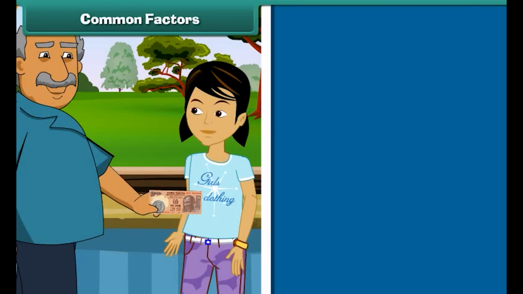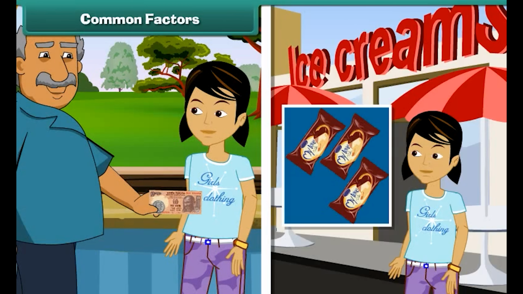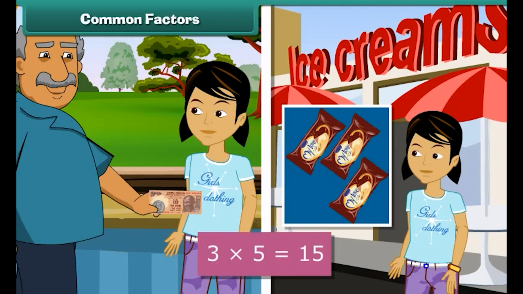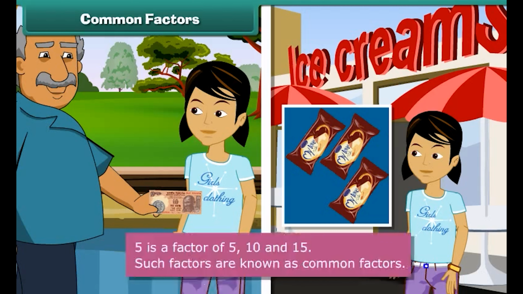Next week, he gives her 15 rupees. She decides to buy 3 orange bars. We can express it as 3 multiplied by 5 is equal to 15. It is clear that 5 is a factor of 5, 10 and 15. Such factors are known as common factors.